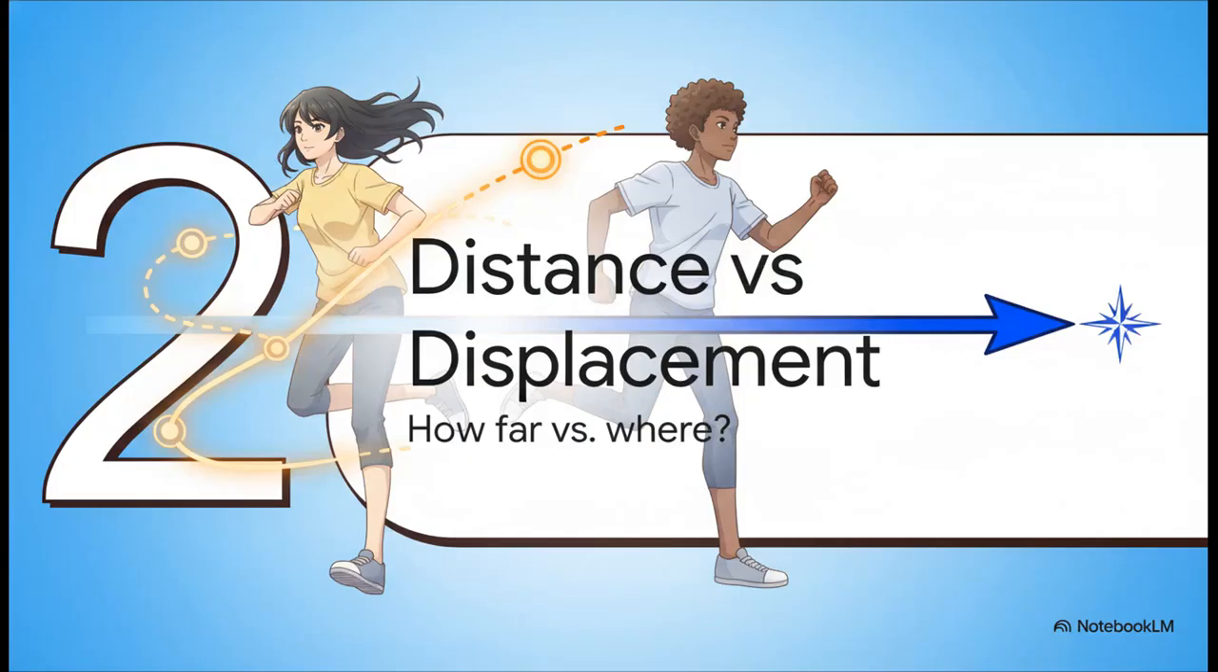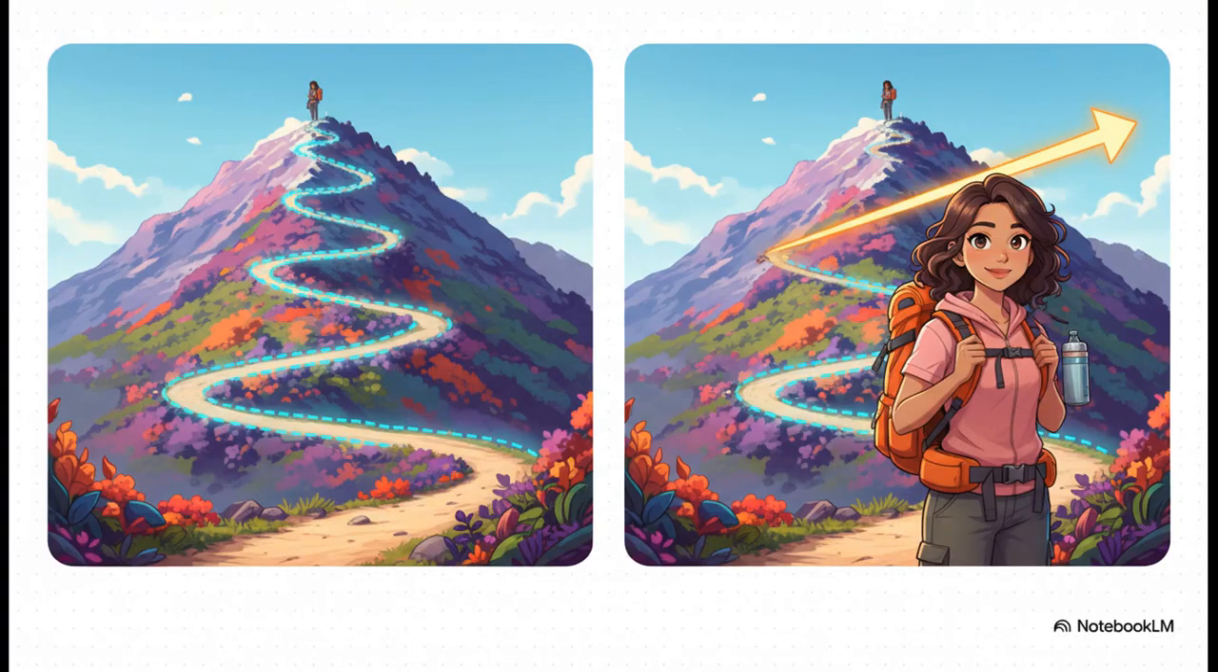Okay, so now that we have our reference points sorted, we can finally start measuring a journey. But what exactly are we measuring? Are we talking about the entire winding path you took? Or just where you ended up compared to where you started? It turns out these are two very, very different things. On one side, we have distance. This one's simple. It's the total ground you covered, what your car's odometer would read. Every single meter. It's what scientists call a scalar quantity. It's just a number, like 10 kilometers.